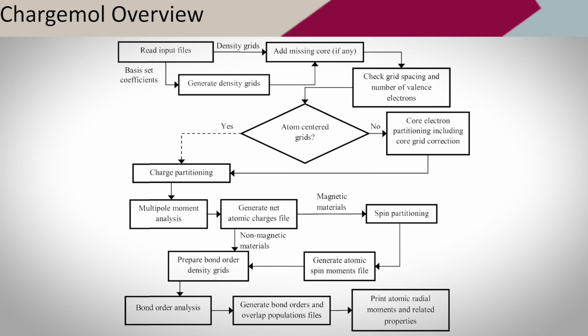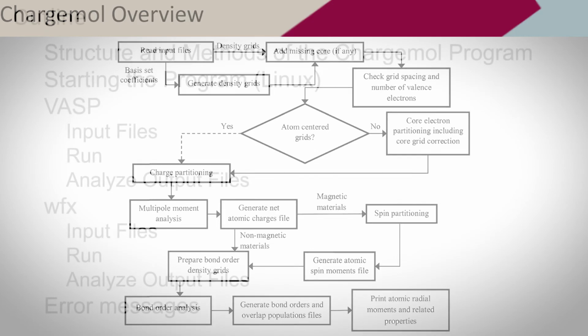This flow diagram summarizes the steps the ChargeMol program does to implement the DDEC6 method. The major parts are as follows. First, the input files are read. Then, charge partitioning is performed, followed by the spin partitioning, only for magnetic materials. And then, the bond orders analysis is performed. Lastly, other files are created related to the AIM radial moments.